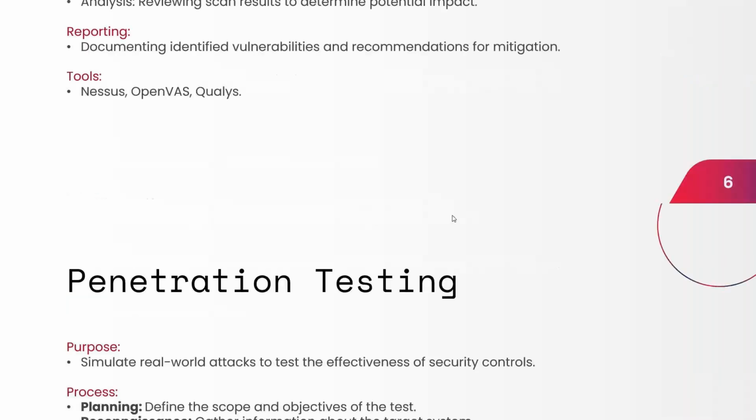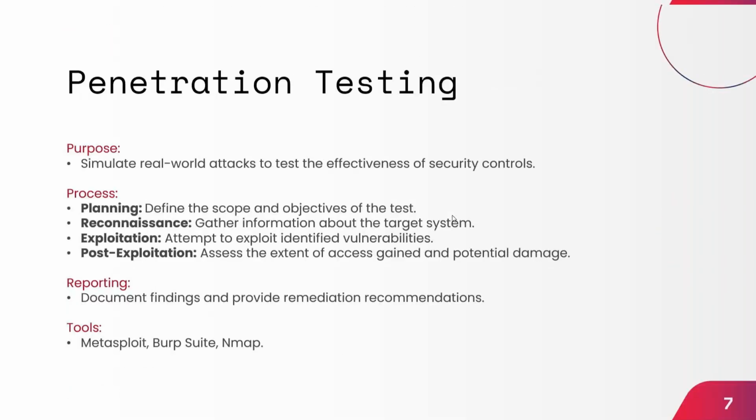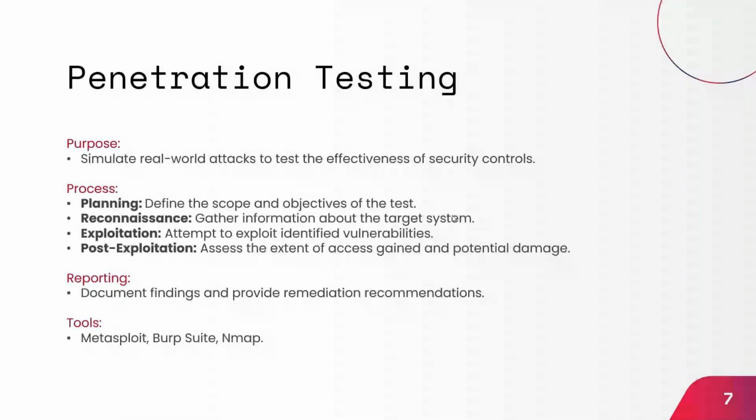And pen testing is basically a simulated real-world attack to test the effectiveness of the security controls that are already in place. Let's say they have already designed a network and done the configuration. We perform pen testing on those networks to see if there is any loophole through which we can still break in. Similarly, it is the same for the application as well.